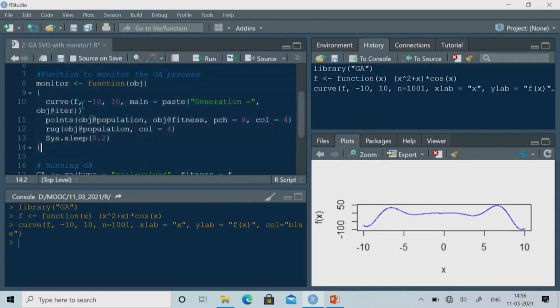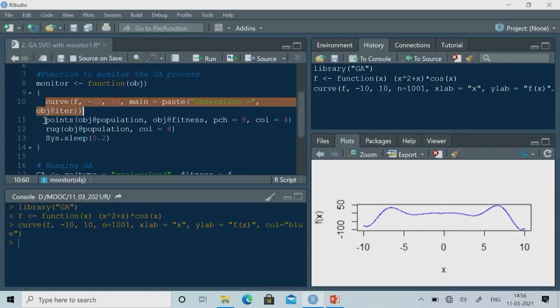Okay. So, I am explaining. So, here you are defining it as a function. So, monitor is a function, and this is a function of objective. And here, the first line is to plot the curve. Okay. So, this is the plot I would like to plot. So, this is the first line, and this is between -10 and 10. So, the curve you have already used. So, if you execute this particular line, this curve will be drawn.